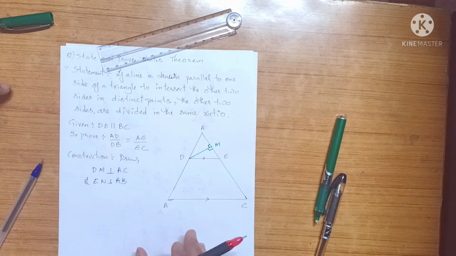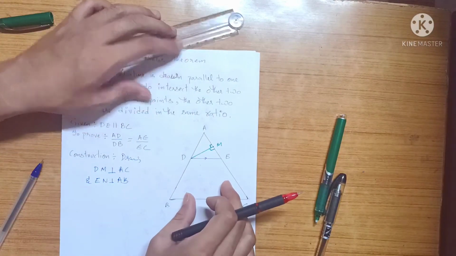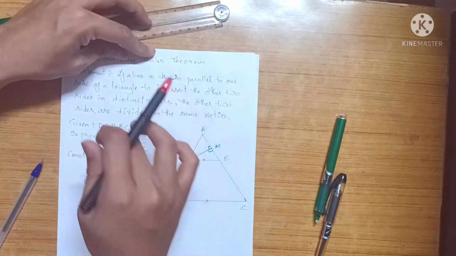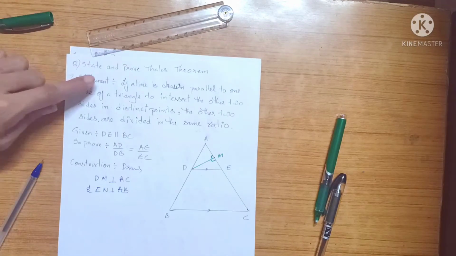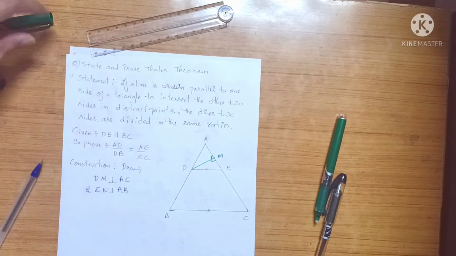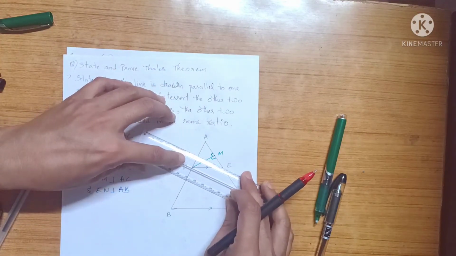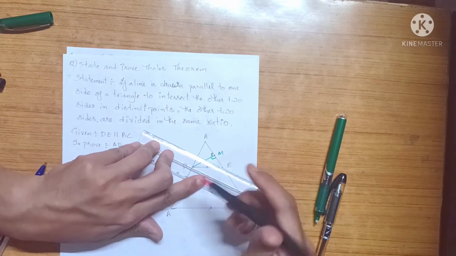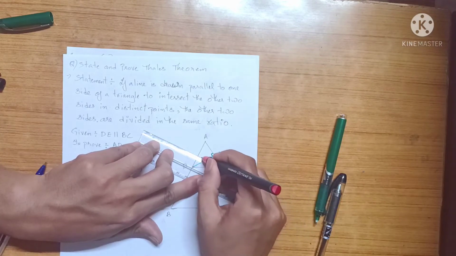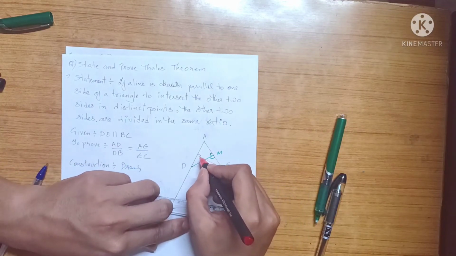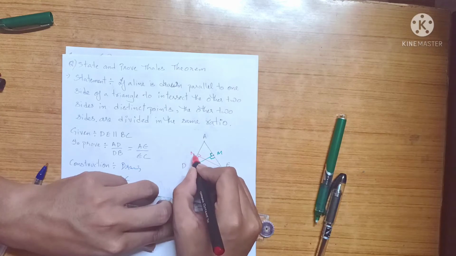So this part, in the exam they will not give you the diagram, they will not give you the statement, they will not give you given or proof, nothing. They'll give only the statement and proof tells you, so you have to memorize all this part. There's no way out. So let's draw perpendicular from E. So this is 90.